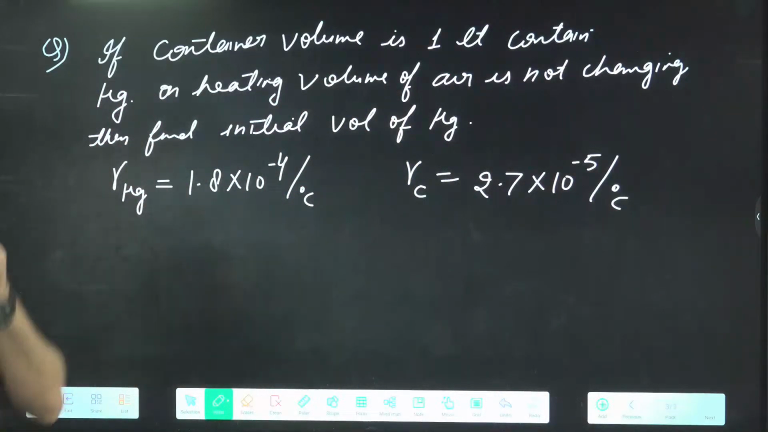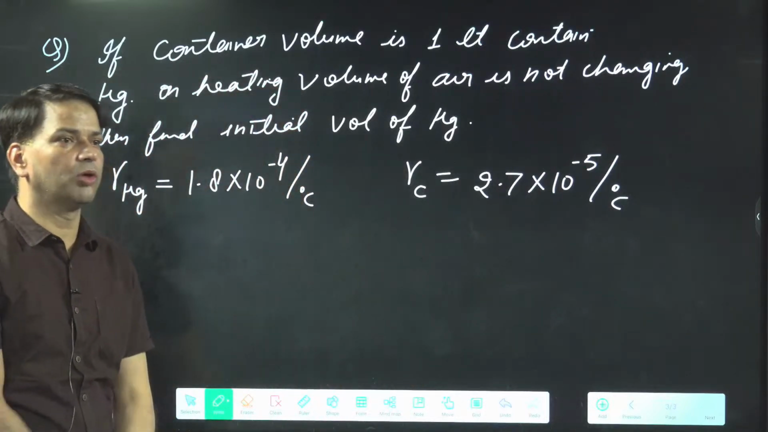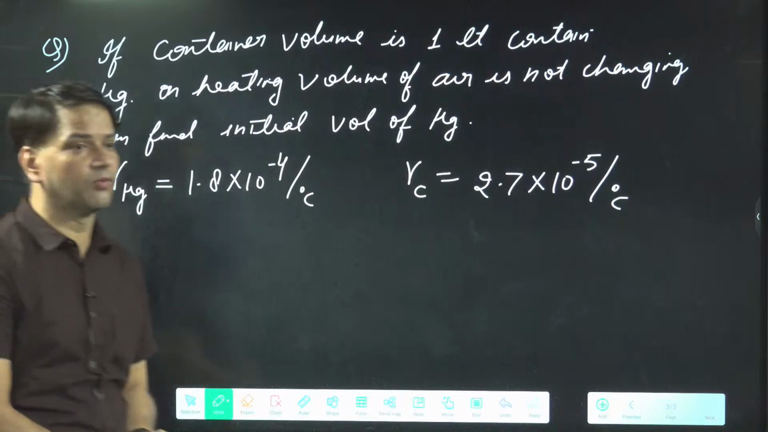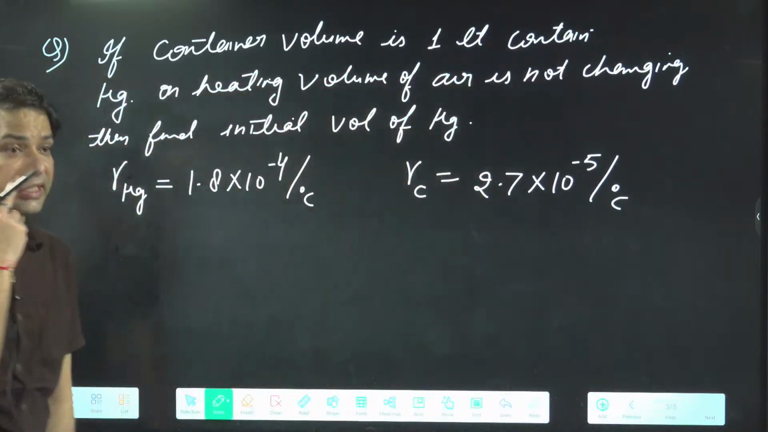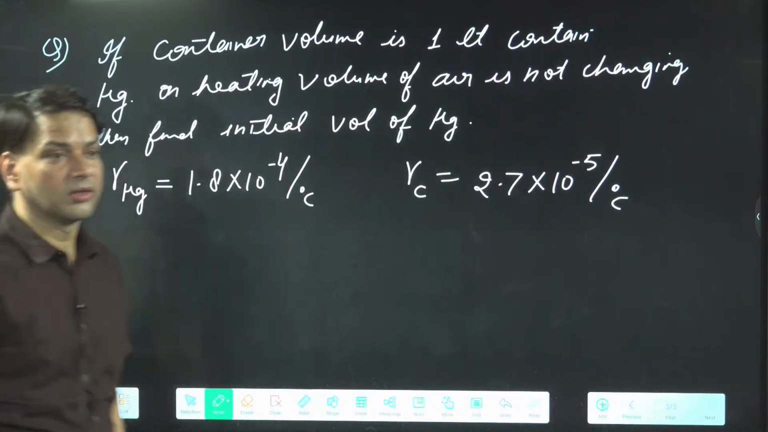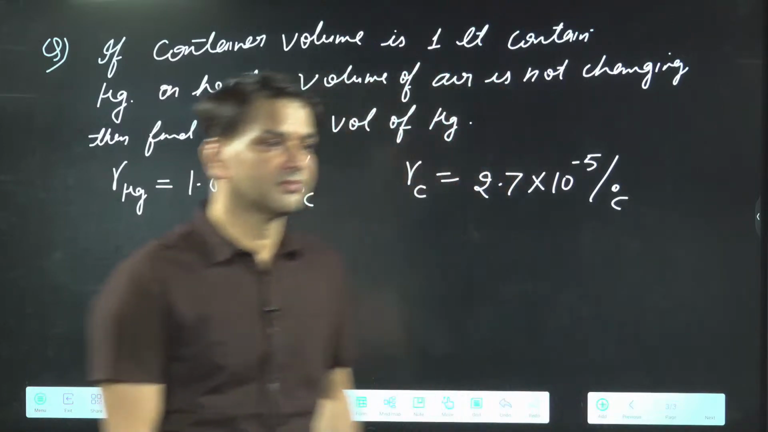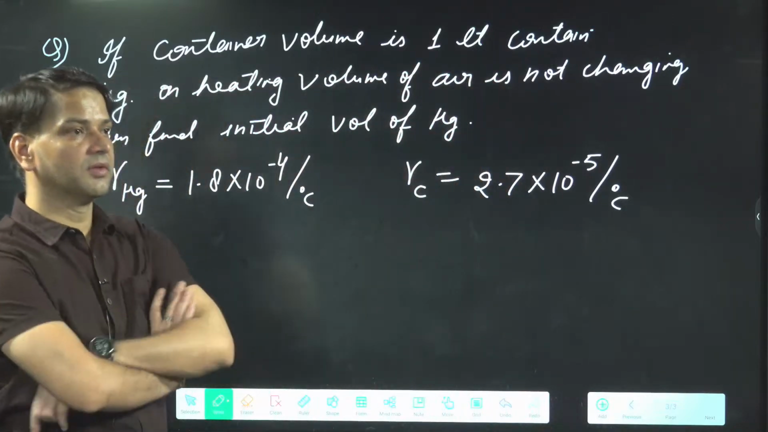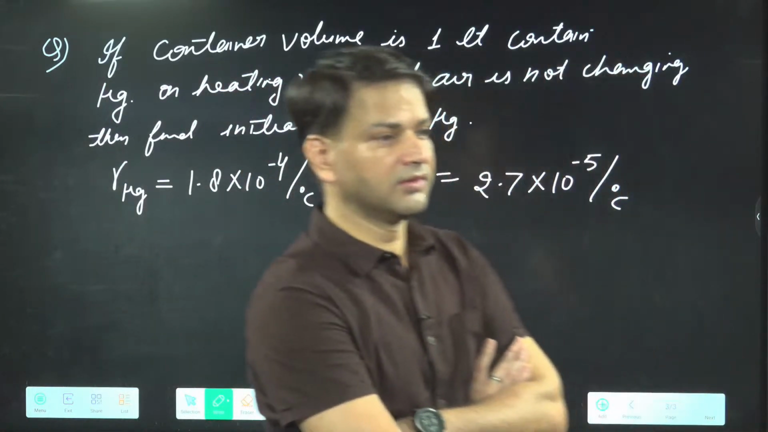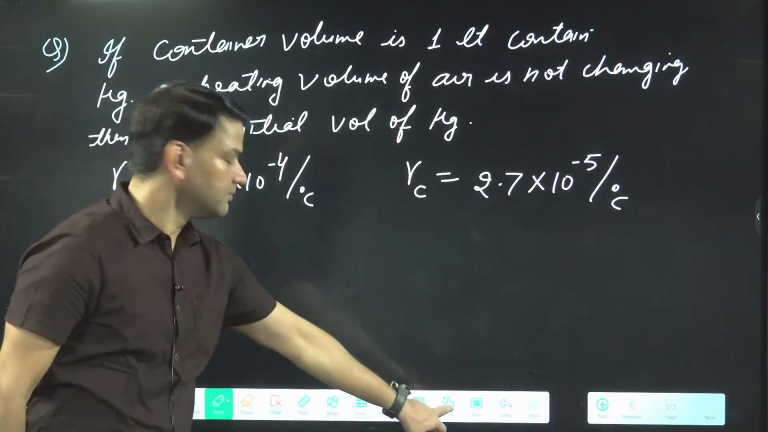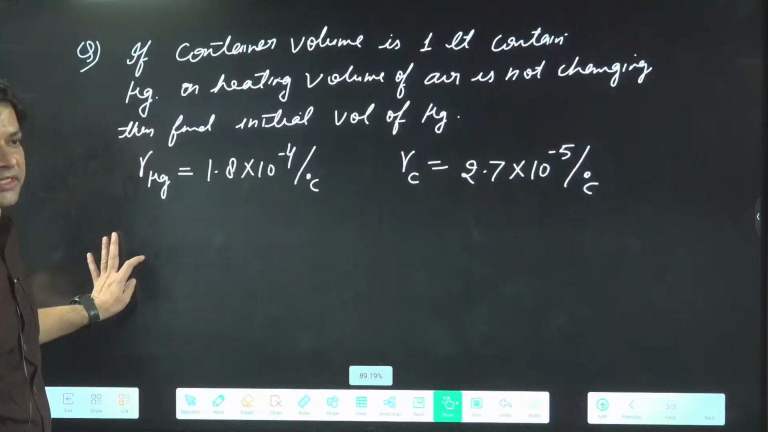Okay, if the container volume is 1 liter, it contains some mercury. What is the volume? They have not mentioned. On heating, the volume of the air is not changing, then we have to find the initial volume of the mercury in the container. Gamma of the mercury I have given and gamma of the container I have given. Okay, one answer I got: 0.15 liter. Good, good. Any other? 0.15, 0.15. Very good. I think 0.15 is the answer because everybody is getting 0.15.